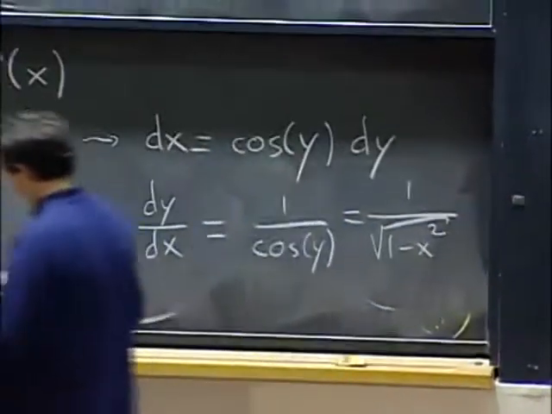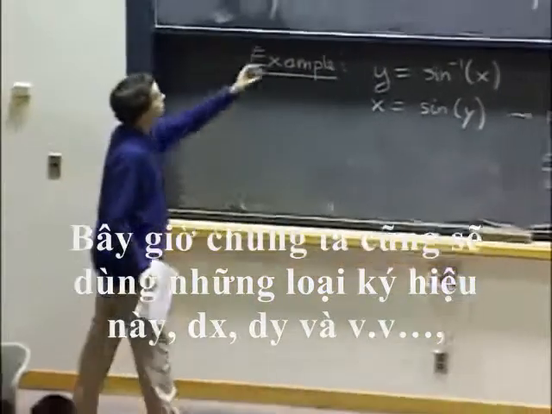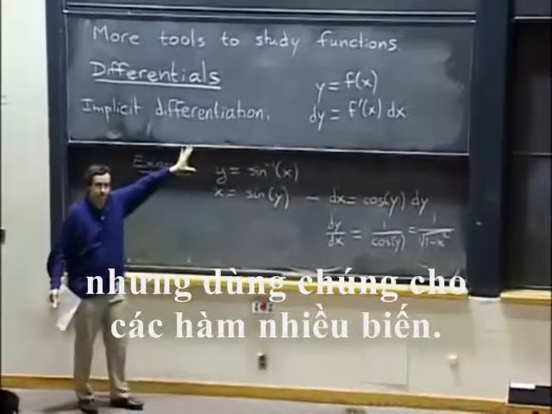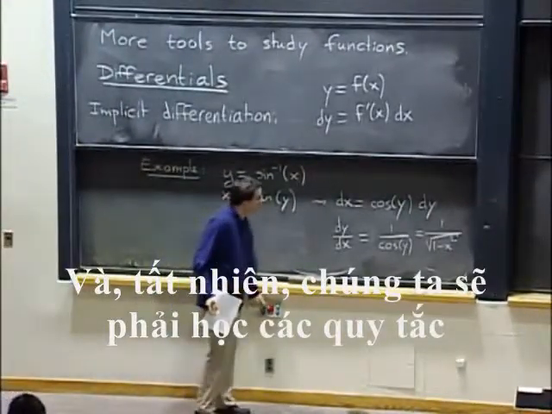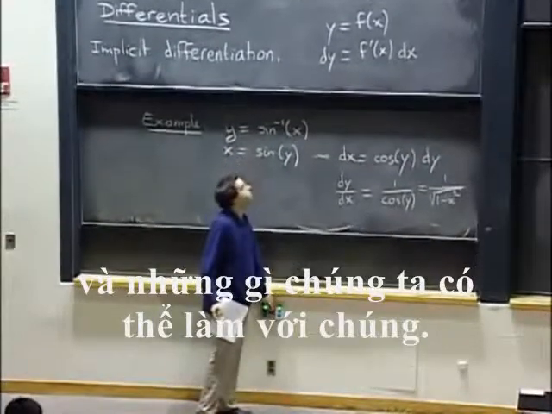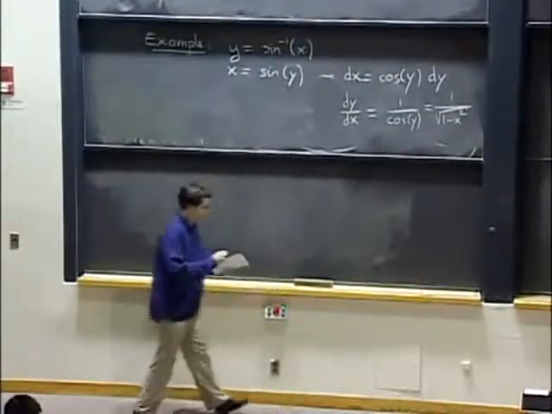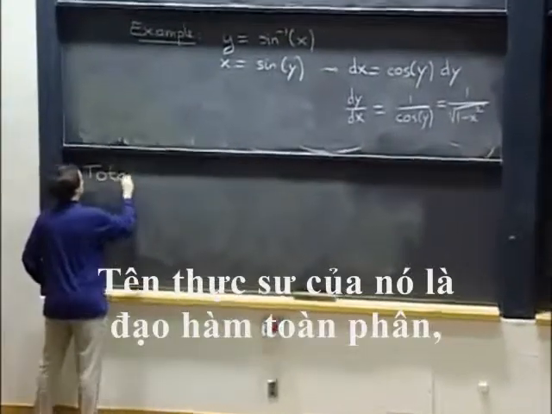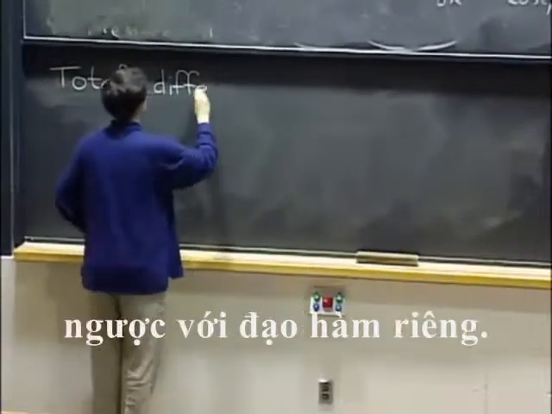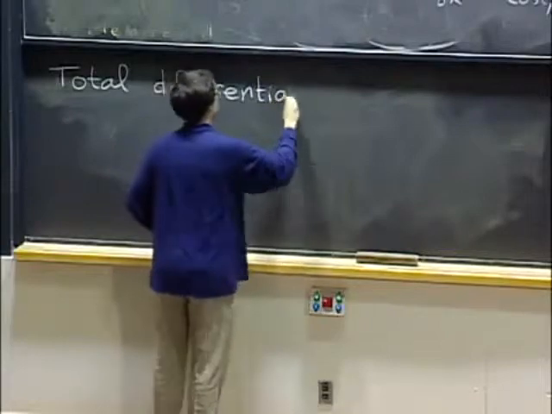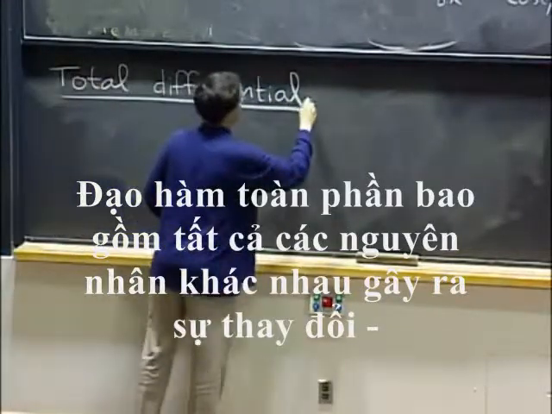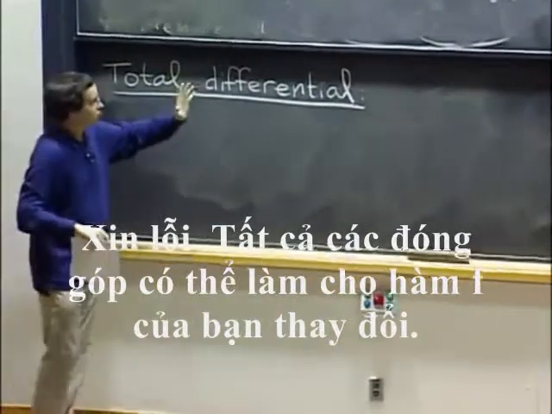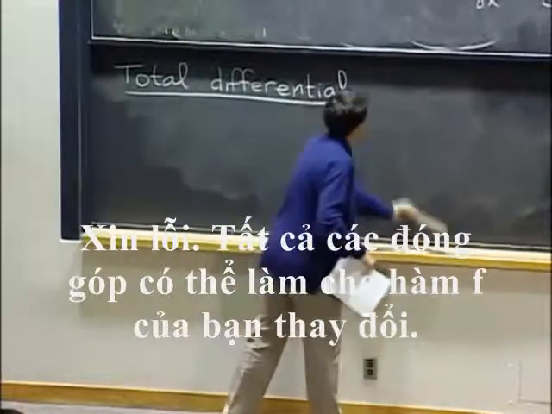So now we are going to use these kinds of notations, dx, dy, and so on, but use them for functions of several variables. And of course, we'll have to learn what the rules of manipulation are and what we can do with them. The actual name of that is the total differential as opposed to the partial derivatives, because it includes all of the various contributions that can cause the value of your function f to change.